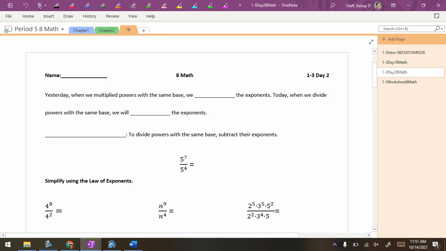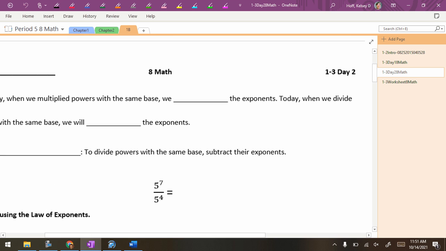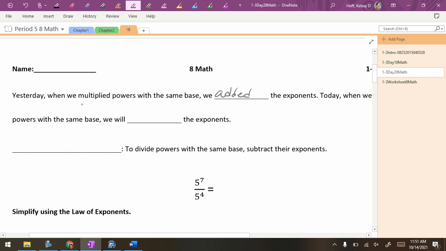Yesterday we multiplied powers, and I kept saying to you, keep the base and add your exponents. So yesterday when we multiplied, we kept the base and we added the exponents.